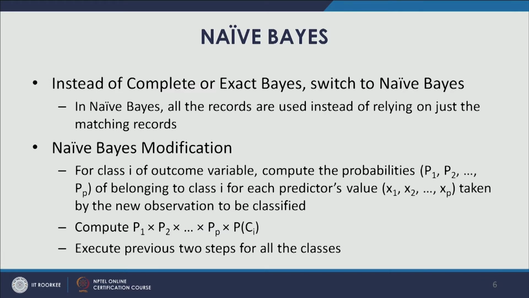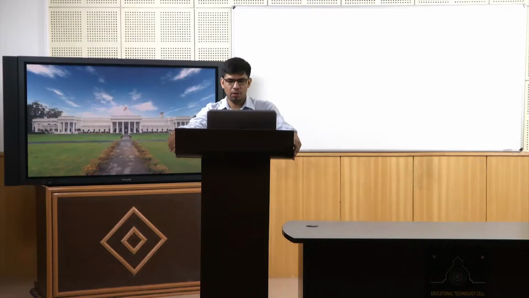So, for class i we compute these probabilities in the first step. For example, if there is a predictor x1 and it has 3 classes, and one of those classes is the value of the new observation for that predictor, then for that value we try to compute the probability of the new observation having that value, and the probability of belonging to class i with respect to that value. That would be P1.